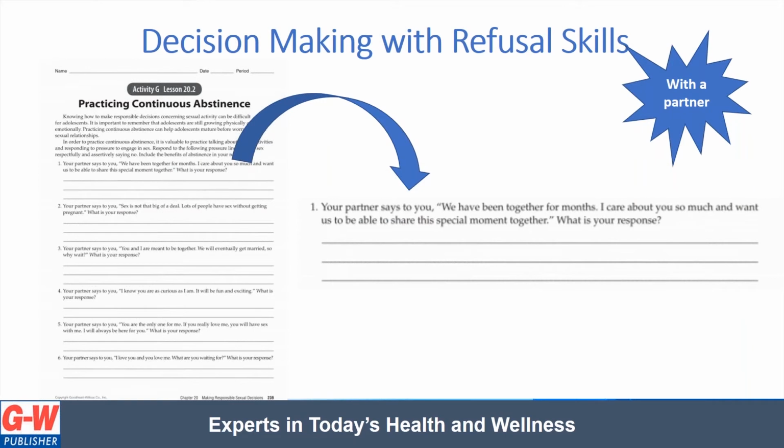So here's another activity I would have my students do with a partner once again, where now they're actually in the situation. They're being pressured. Your partner says to you, "We've been together for months. I care about you so much and want to share this special moment with you." What is your response? So now they have to practice actually the pressure line coming to them and respond in an assertive way, saying no. And once again, I would provide about 7 minutes or so to go through this and then share out.